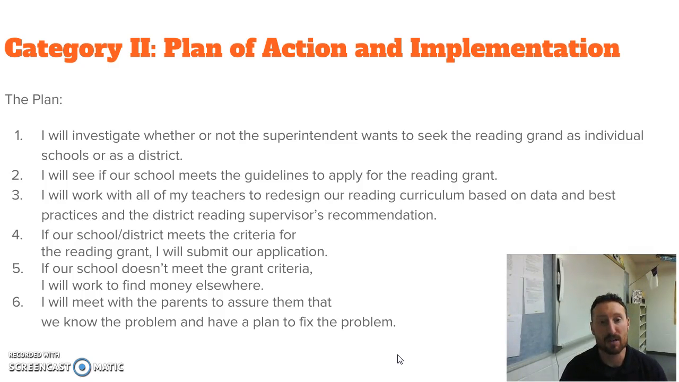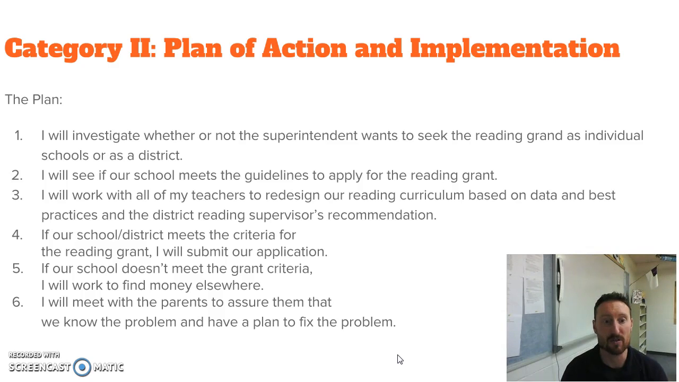I will investigate whether or not the superintendent wants to seek the reading grant as individual schools or as a district. Again, that's going to play a big part in how we approach things. I will see if our school meets the guidelines to apply for the grant or not. I will work with all of my teachers to redesign our reading curriculum based on data and best practices, and incorporating the district reading supervisor's recommendations. If the school and district meet the criteria for the reading grant, then I'm obviously going to submit the application. If our school doesn't meet the grant requirements, I'm going to look elsewhere to find funding for some positive change.